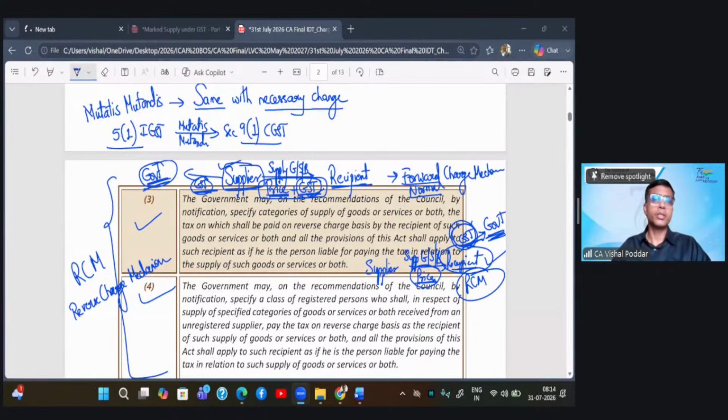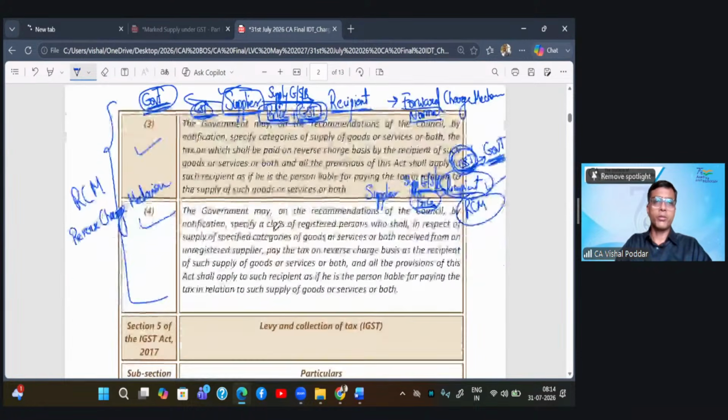So, since it is convenient to catch the recipient as compared to the supplier, the government has shifted the mechanism and made it ulta, reverse. That is why we call it reverse charge. Now, this is what is covered in subsection 3 and 4, both of CGST and IGST, it is the same.